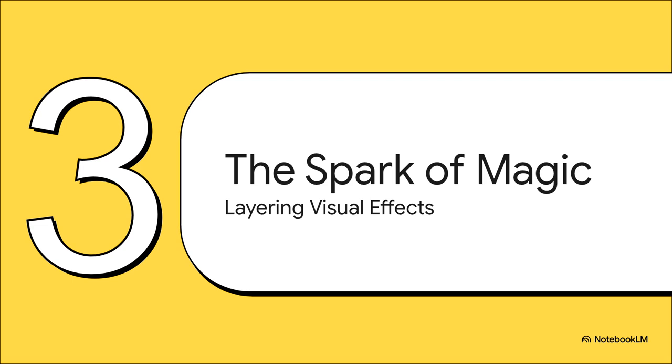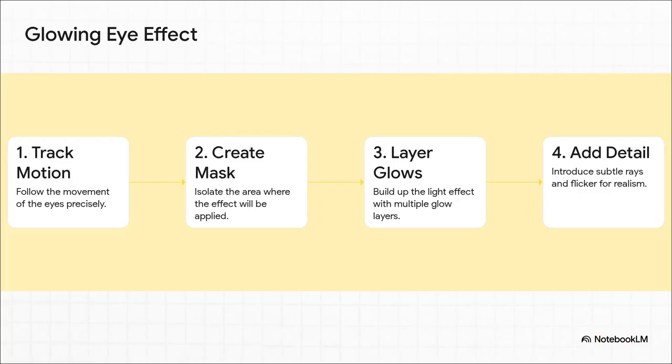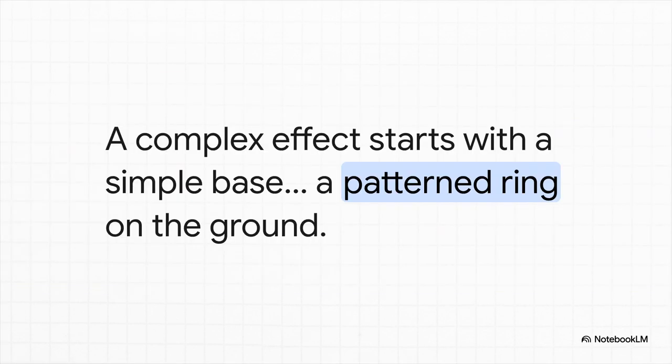And here's the secret. Spectacular visual effects, they're almost always built in layers. Just take a look at this glowing eyes effect. It's not just one simple filter you slap on. No way. It's a whole sequence. You've got to track the eye movement, create a mask, then layer on multiple glows, and finally add those subtle rays and a little bit of flicker to make it feel alive. This whole idea of layering, it's pretty much universal.